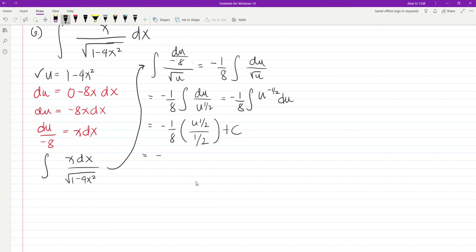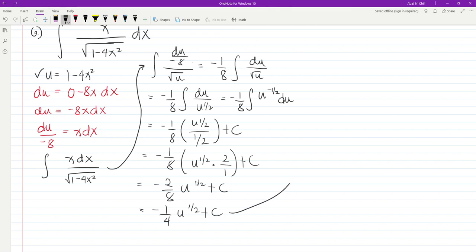Upon simplifying this, we have u raised to 1/2 multiplied by 2 all over 1, because we get the reciprocal of the denominator. Just for you to clarify, we have 2 times 1. So negative 2 all over 8, we have u raised to 1/2 plus c. We can express this in lowest terms. We have negative 1/4 u raised to 1/2 plus c.